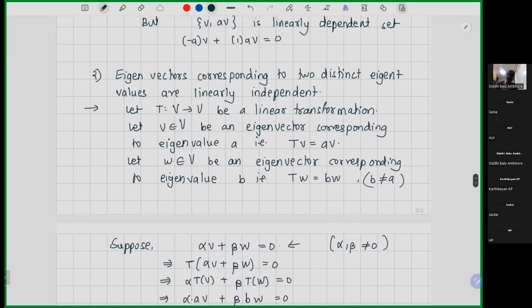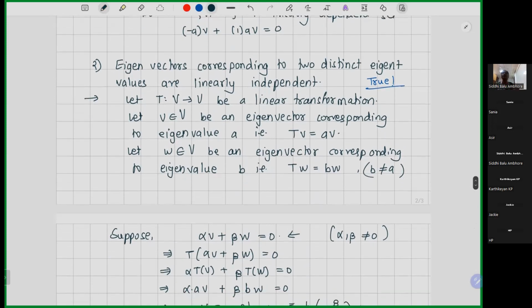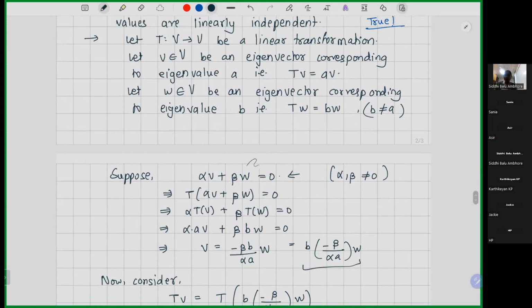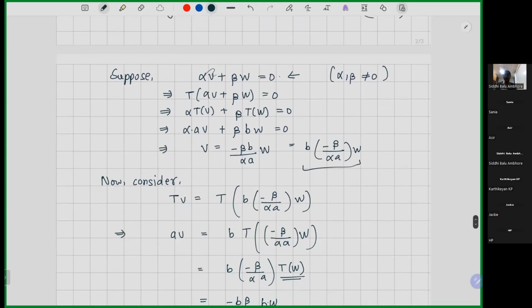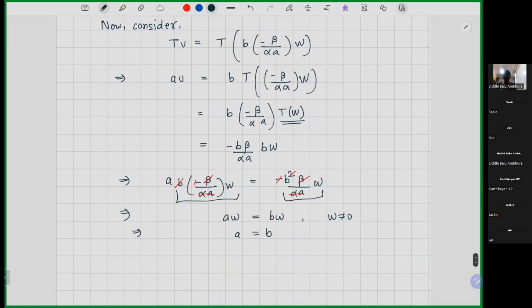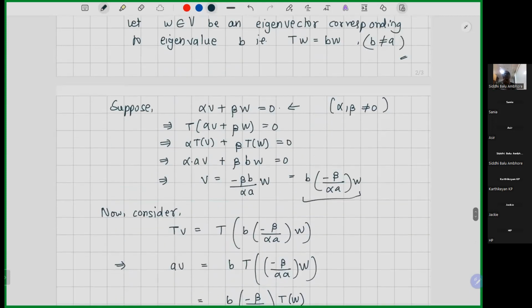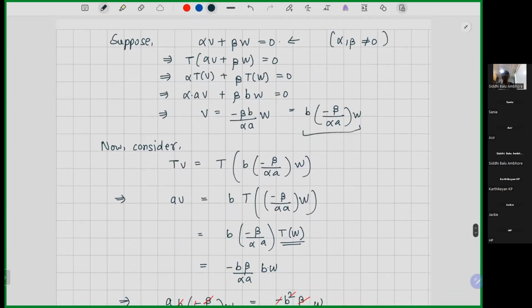So earlier, this statement is false. Sorry, this statement is true, because what we obtained is that any two eigenvectors corresponding to distinct eigenvalues are always linearly independent. We started with two distinct eigenvalues and corresponding eigenvectors, and they cannot have a non-zero linear combination, because if they did, we would end up getting A is equal to B, which contradicts our assumption that A is not equal to B. Any doubts? If it is not clear, please let me know. I will again explain.